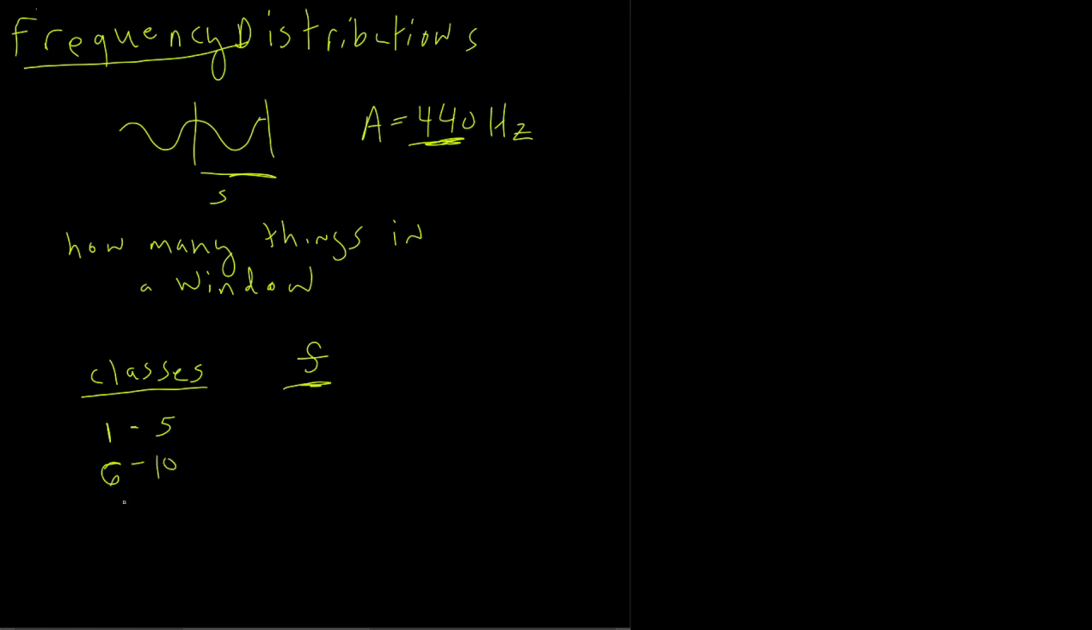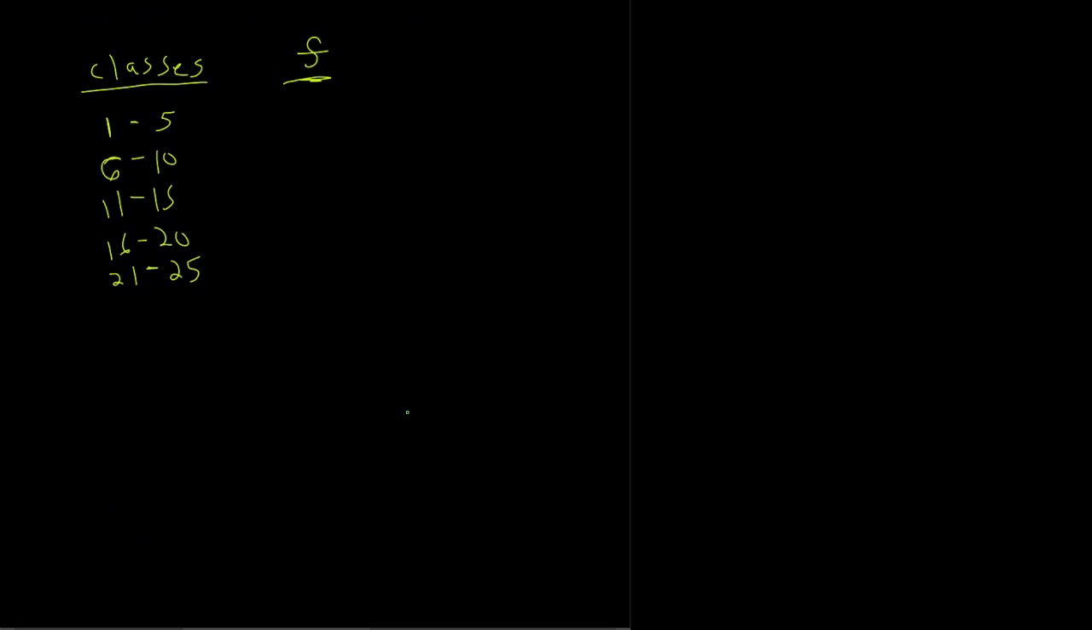6 through 10, 11 through 15, 16 through 20, 21 through 25. I'm going to scroll this up. Here's my classes and frequencies, 21 through 25 and 26 through 30. And what these have is they have parts. And I'll put the frequencies over here that the book gives: 5, 8, 6, 8, 5, and 4.